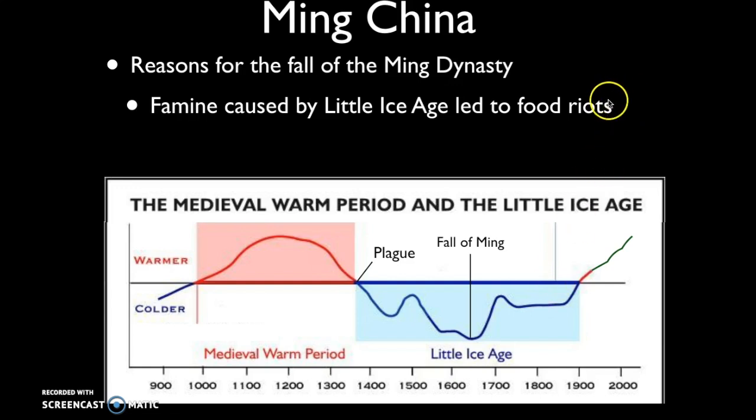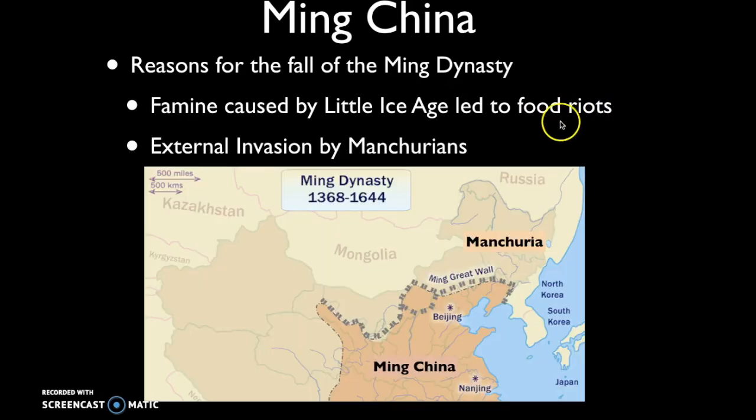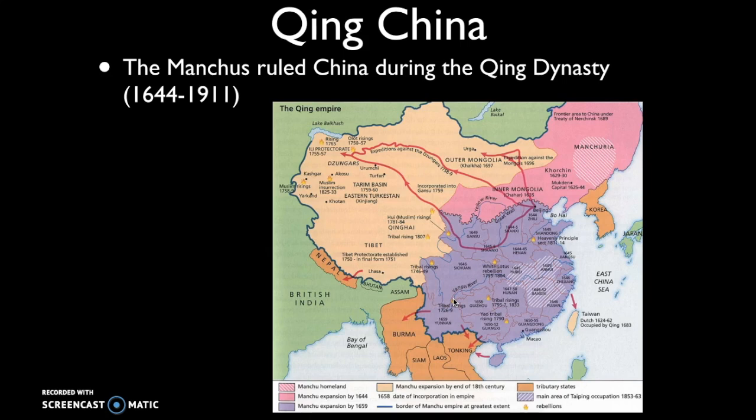So this is ultimately an internal factor for imperial collapse, but we also oftentimes talk about those external factors. And in the case of the Ming, it was an external quasi-nomadic group from the north, the Manchurians, who crossed over the Great Wall of China and invaded northern China. And so the Manchus, or the Manchurians, are going to rule China during the Qing Dynasty. So the Qing, who are really the Manchus, from 1644 until 1911. So a little bit of the end of period 4, all of period 5, and then into period 6.